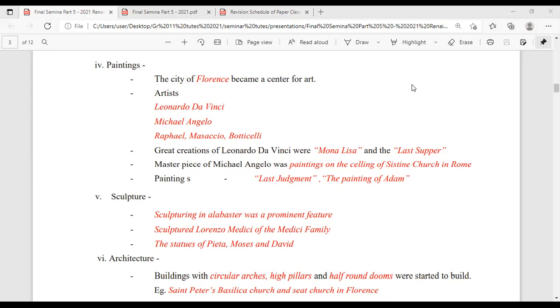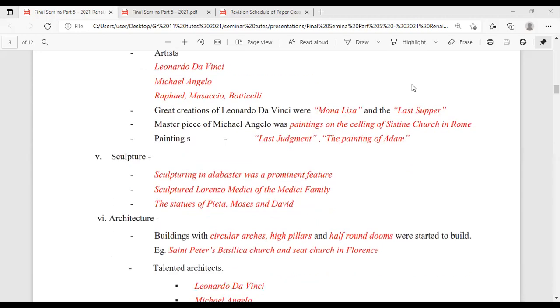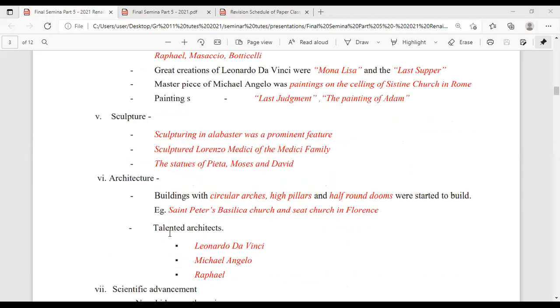Right, so I'm just scrolling down. Architecture: talented architects Leonardo da Vinci, Michelangelo, Raphael. They are coming for MCQs, right?